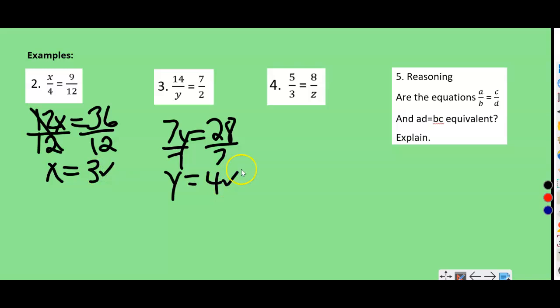Same thing here. Let's go 5 times z equals 8 times 3, which is 24. Divide by 5. z is going to equal 24 over 5. That's not going to reduce, so we're just going to leave it as 24 over 5, I guess.